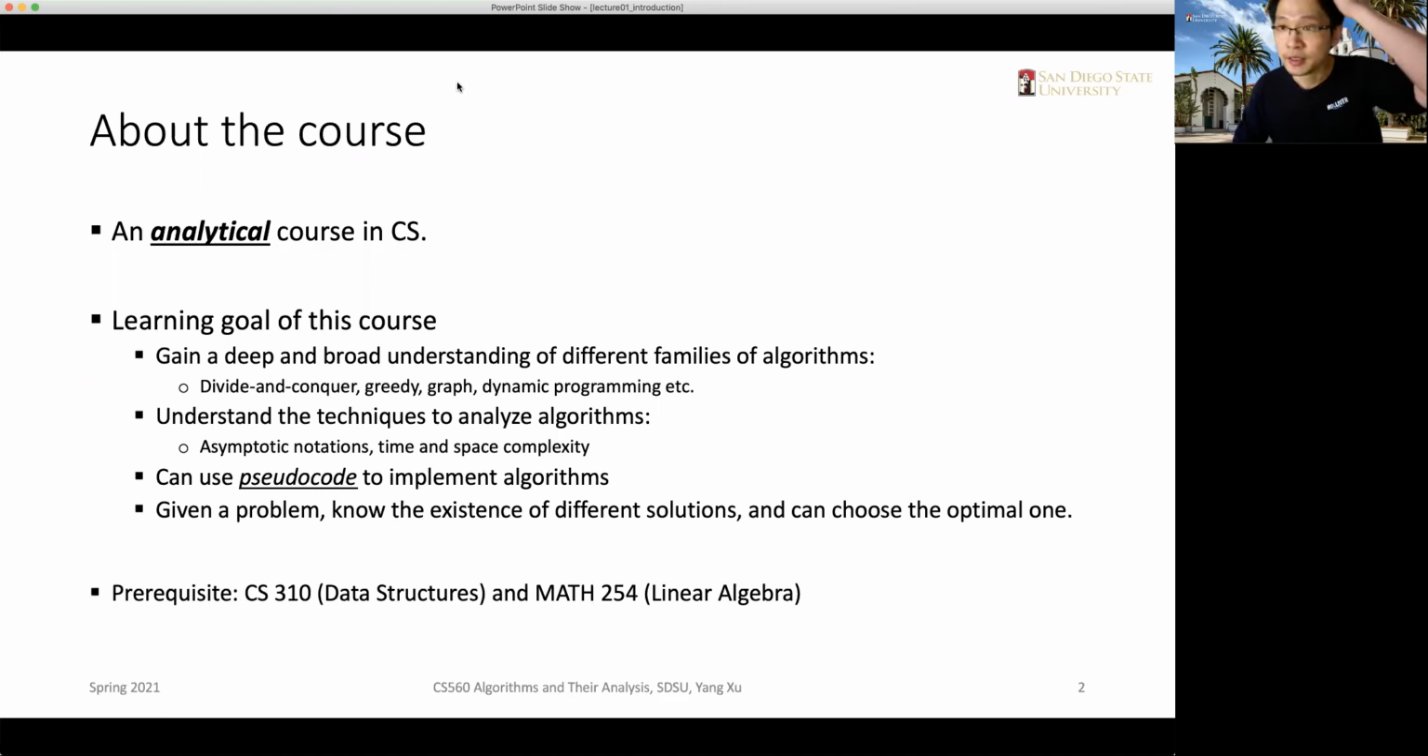In the next few slides, let me grab the textbook. I'm going to introduce the textbook and some other stuff. So far, any questions on this slide?